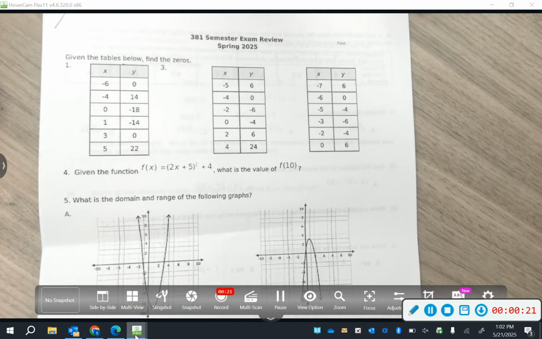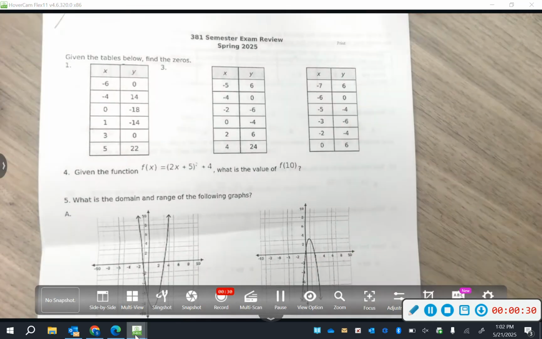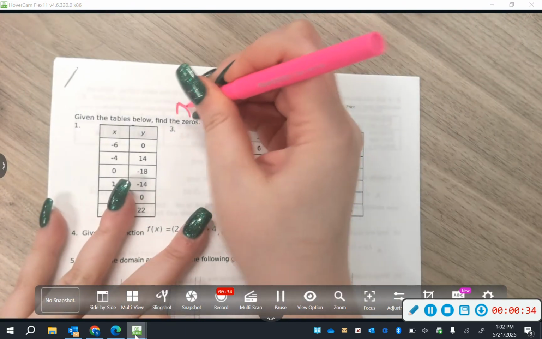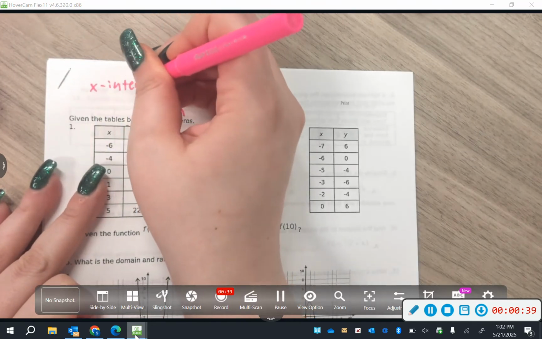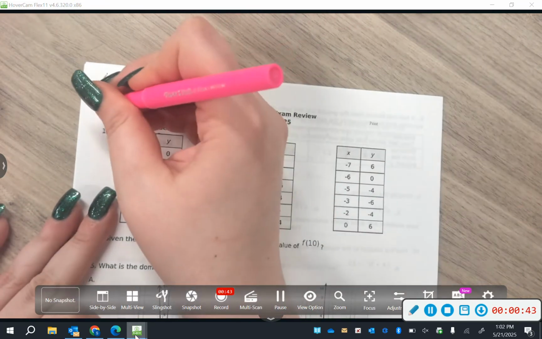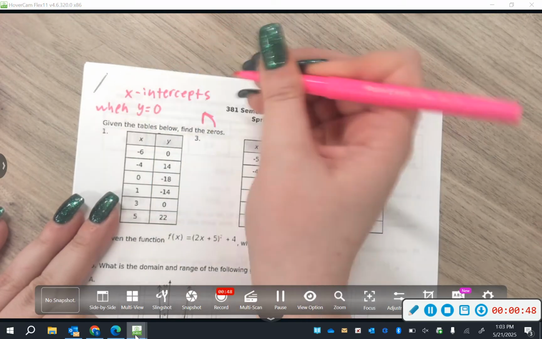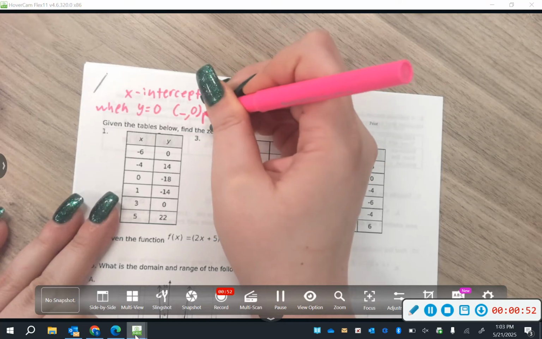So for 1, it should be 1, 2, and 3. Given the tables, find the zeros. Zeros are your x-intercepts. They're when your y equals 0. So in an ordered pair, it would be something, comma, 0.